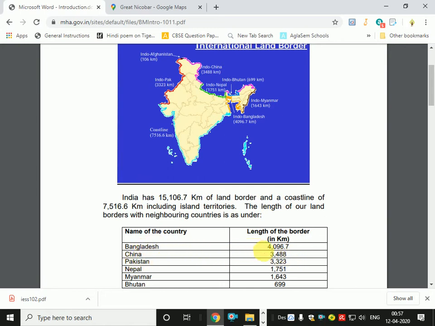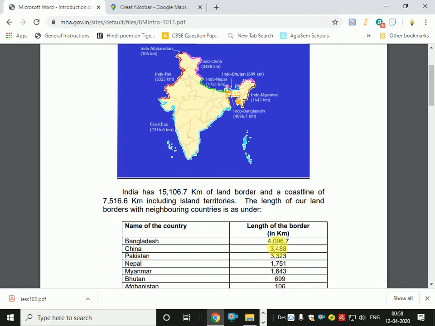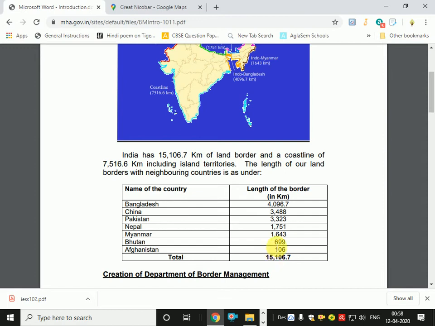China, on the other hand, has 3,488 kilometers of land boundary that it shares with India. Pakistan 3,323. Borders are very well known of Pakistan. Nepal 1,751. Myanmar 1,643. Bhutan 699, and then Afghanistan 106. So this is the land boundary that we share with these countries: Bangladesh, China, Pakistan, Nepal, Myanmar, Bhutan. Bangladesh largest, Afghanistan smallest.